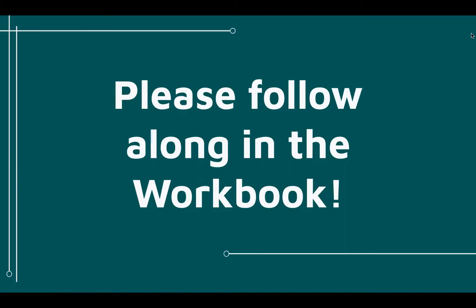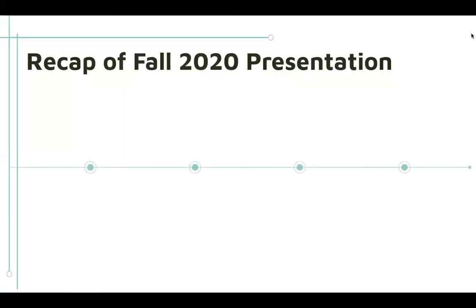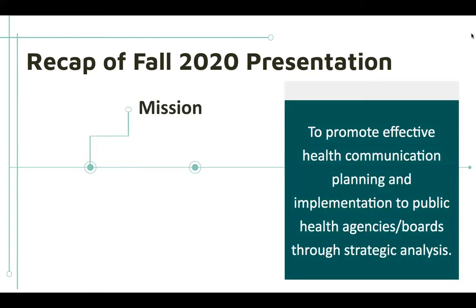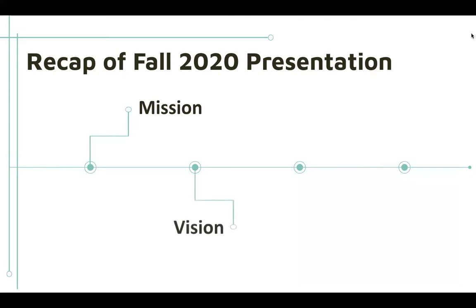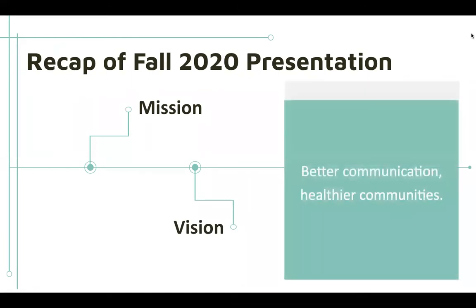So let's get started. To start off, I want to recap from last semester, fall 2020. A group of public health students from Health 3305 had a workshop with Healthy Northland members. The main focus of the workshop was addressing mission, vision, audience, and the results from a SWOT analysis, which was conducted through a survey. Last semester, public health students identified Healthy Northland's mission as promoting effective health communication through planning and implementation for public health agencies and boards through strategic analysis. The same group of public health students then identified Healthy Northland's vision as better communication, healthier communities.